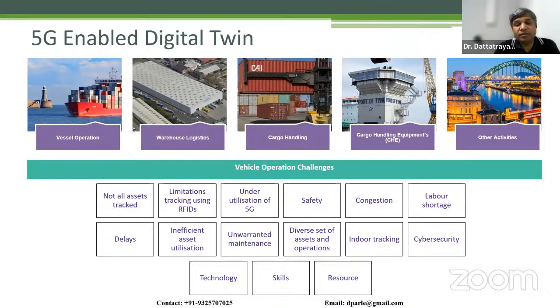The problem they are facing is with the vehicle operations. All these cranes, gantries, hoppers, vessels, containers, they are not able to track in near real time. Some of the assets are not connected, as they are legacy equipment. They are not even in the Industry 3.0 era. Some of the equipment is doing RFID. Then recently the Port of Tyne has established 5G. So they want to use 5G, and currently it is underutilized.